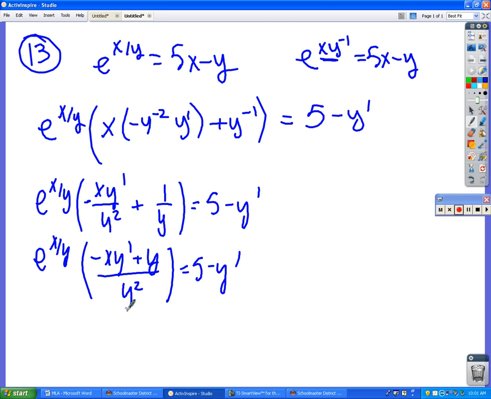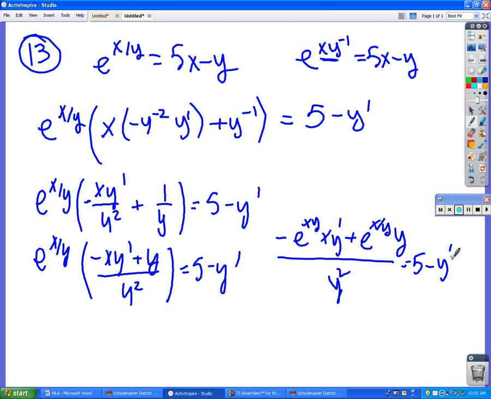So that didn't really help us that much. Now I still have to distribute the e to the x over y, so that's going to be negative e to the x over y times x y prime plus e to the x over y over y squared equals 5 minus y prime. Okay?